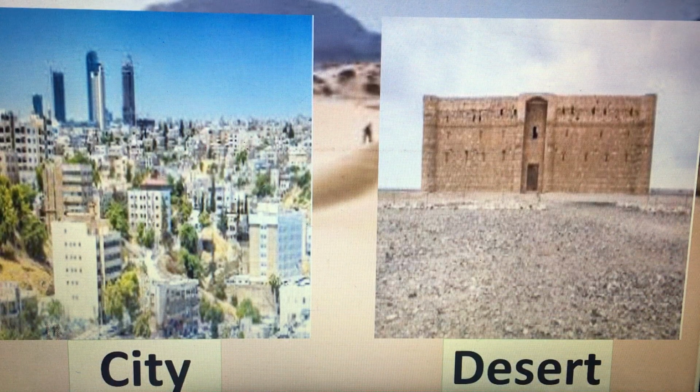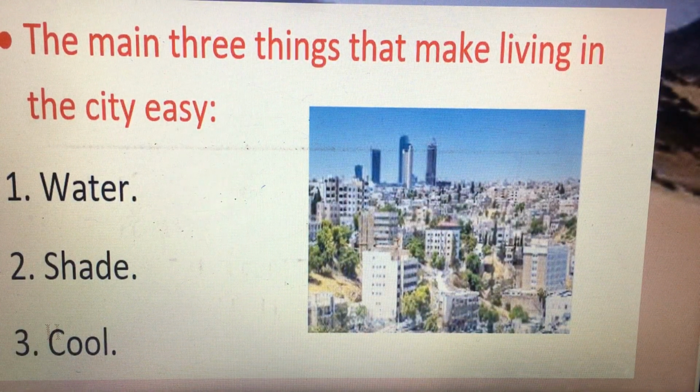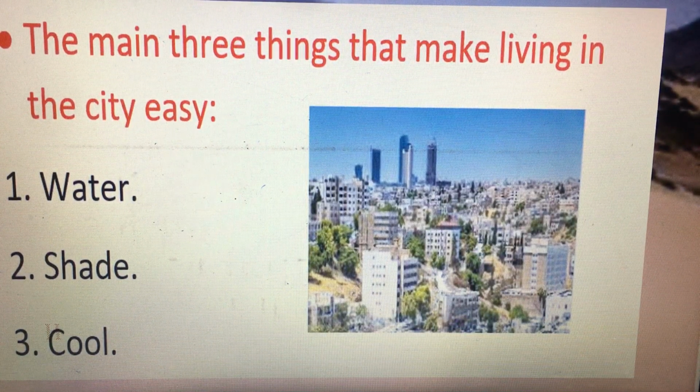So, what are the things that make living in the city easy? And at the same time, what are the things that make living in the desert difficult? Actually, the main things that make living in the city easy are the presence of water, shade, and the weather there is cool. So, those are the three things that make living in the city easy: water, shade, and cool weather.